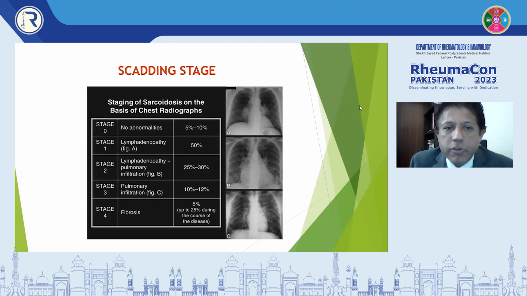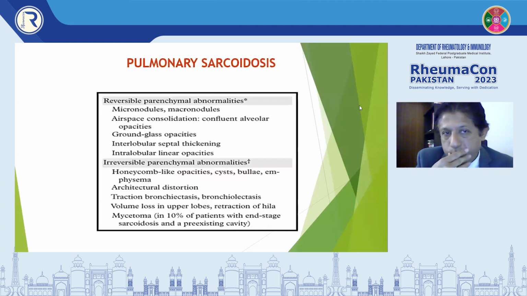Typically, when the lung is involved, we do staging. Staging means that you do a chest X-ray. Stage 0 has no abnormalities. Stage 1 has lymphadenopathy. Stage 2 has lymphadenopathy plus pulmonary infiltrates. Stage 3 has pulmonary infiltrates. Stage 4 is fibrosis, which is the most difficult, and it carries the worst prognosis.